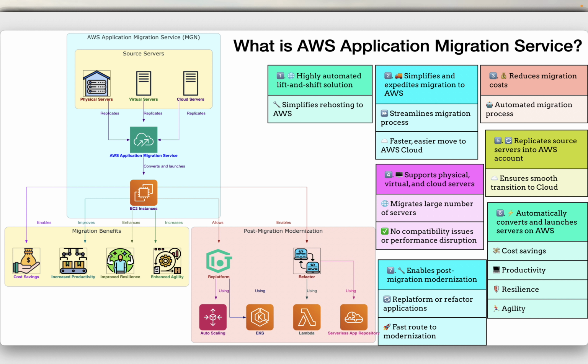Once your applications are running on AWS, you can leverage AWS services and capabilities to easily re-platform or refactor those applications, making lift and shift a fast route to modernization. So once you have actually lifted and shifted or migrated your application to the AWS cloud, you can further modernize by using some other advanced services like Elastic Kubernetes Service, or you can use some kind of serverless solution like Lambda and all.